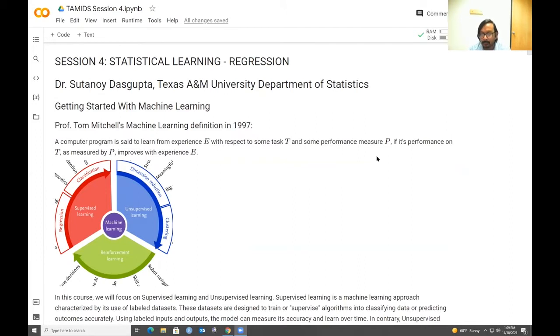According to Professor Tom Mitchell's definition, a computer program is said to learn from experience E with respect to some task T and some performance measure P if its performance on T as measured by P improves with experience E. Now, what does this statement actually mean?